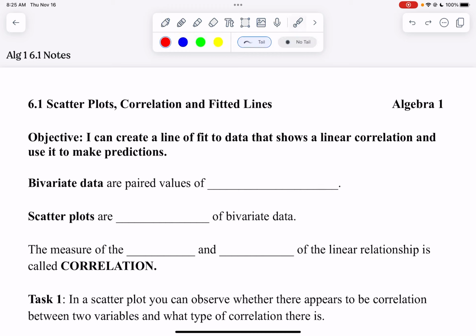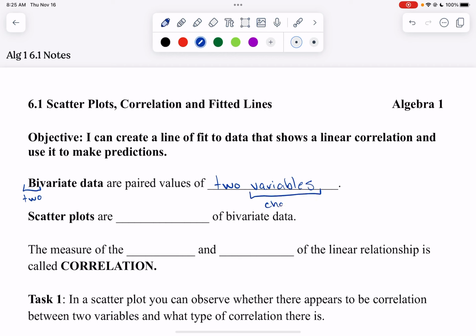Bivariate data. So this is the word bivariate. Bi meaning two. Bicycle, two cycles. Bi meaning two. So bivariate data are paired values of two variables. And what we mean by variables here are changing, meaning they vary, changing values. We don't necessarily mean like x and y as a variable, okay?